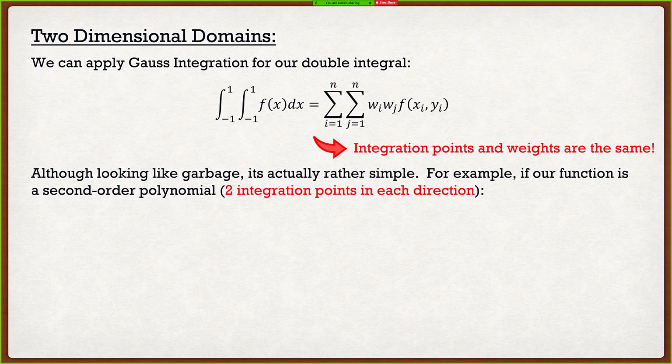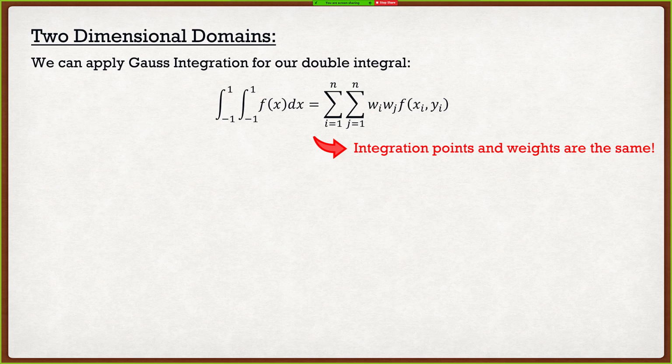Now, what I want to do is show you guys what exactly this would mean, because it's actually kind of hard to picture in 2 dimensions. Let's put it this way. If I had a second order polynomial, right? A second order polynomial, I need 2 integration points. That comes right from the table. If I need 2 integration points, how many total integration points do I have from that equation?